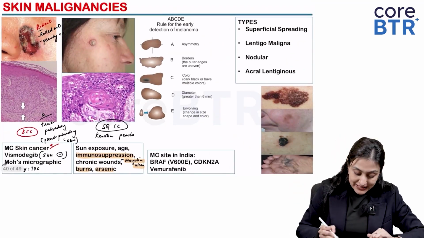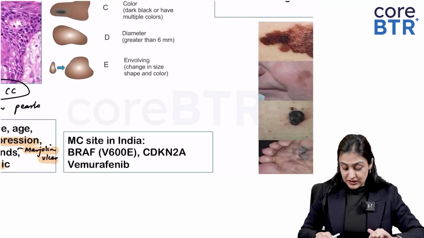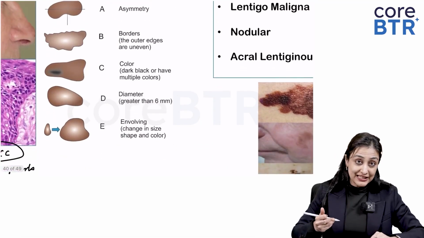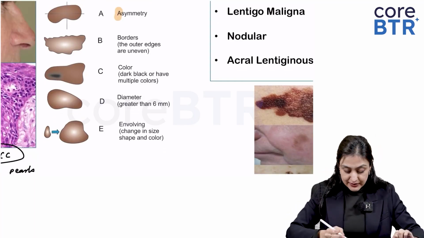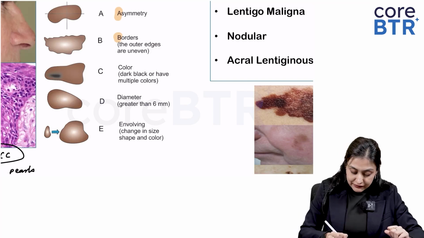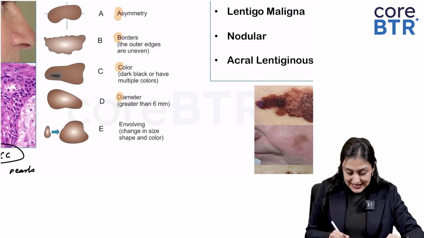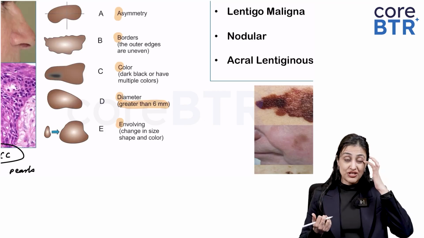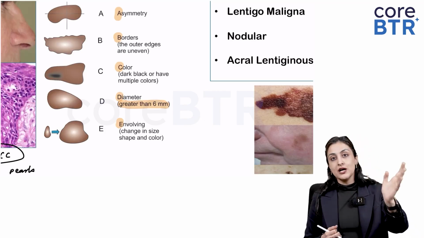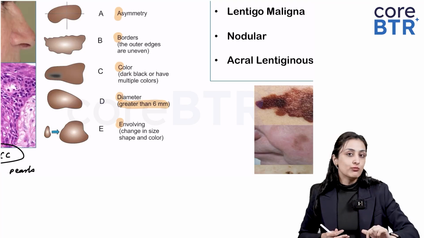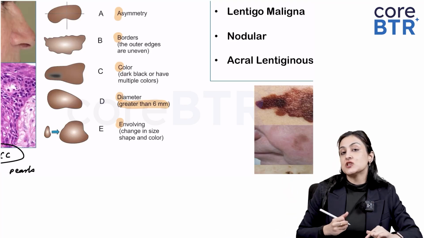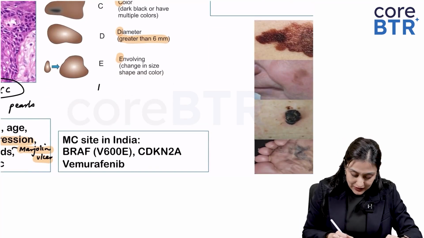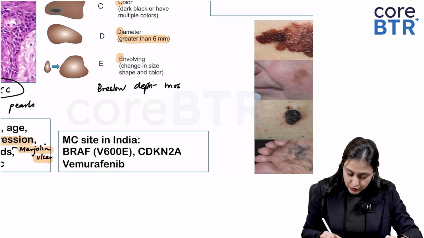Then you may have melanoma. So melanoma, uncommon in India, but let's remember the ABCDE rule. Any nevus that has asymmetry, borders become uneven, color becomes uneven, has a diameter more than 6 mm, and is evolving or changing. Always rule out a melanoma. So that's ABCDE. However, the most important prognostic factor here is the depth. That is what we call Breslow's depth. So Breslow's depth is the most important prognostic factor for melanoma.